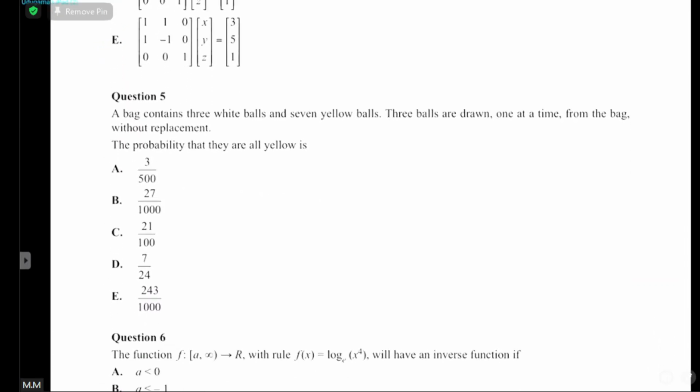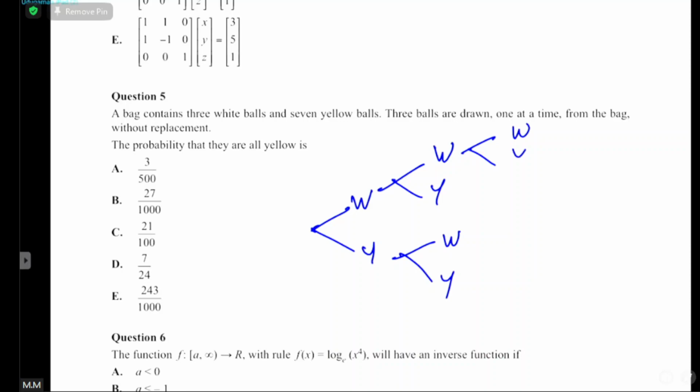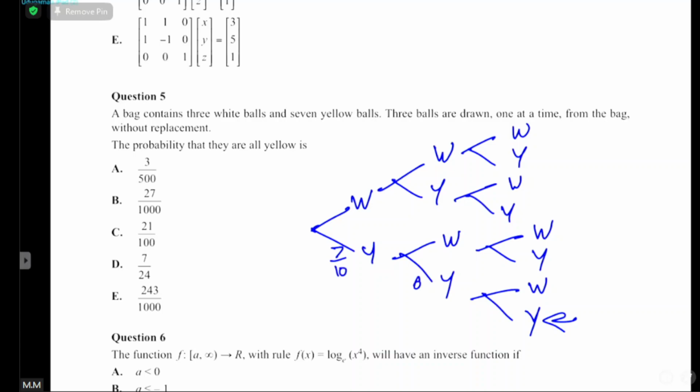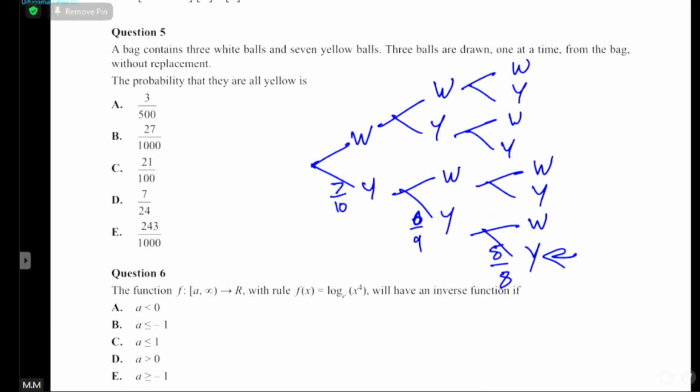So with the bag one, I just drew a tree diagram. There's probably other ways you can do it. That's just one. So then the probability of getting all yellow is just here. This is without replacement. So you've got 7 out of 10 on the first time, and 6 out of 9, and 5 out of 8 for the last one. So you just times those together, 7 out of 10, 6 out of 9, and 5 out of 8, and that gets you 7 on 24.